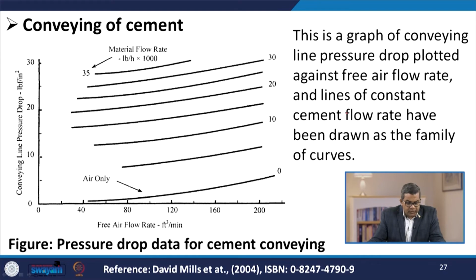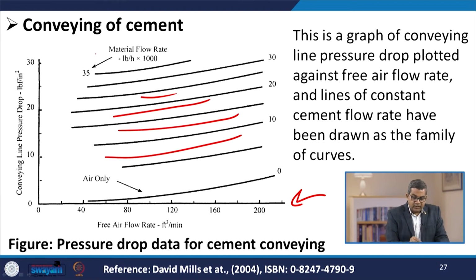Now see, we are giving one example, and this graph is the conveying of cement, which is a very common example. That is the pressure drop data for cement conveying. This is a graph of conveying line pressure drop plotted against free air flow rate, and the lines of constant cement flow rate have been drawn as a family of curves. Here you see the material flow rate and the conveying line pressure drop in pounds force per square inch, and the free air flow rate in cubic feet per minute.